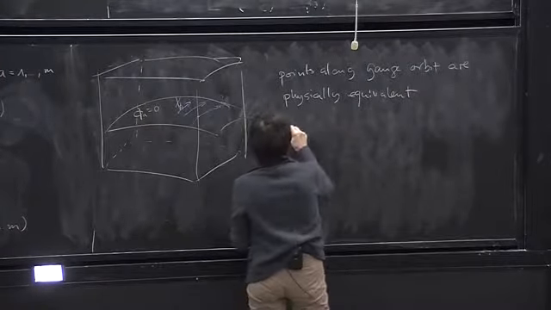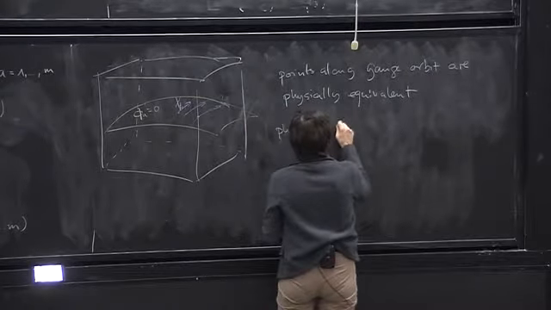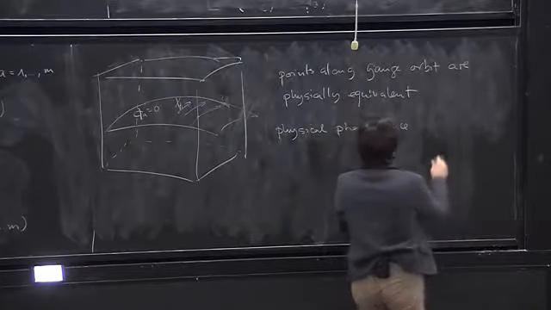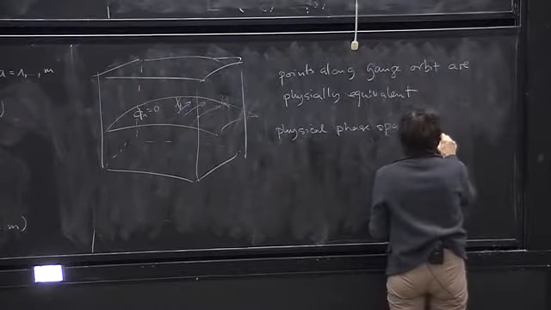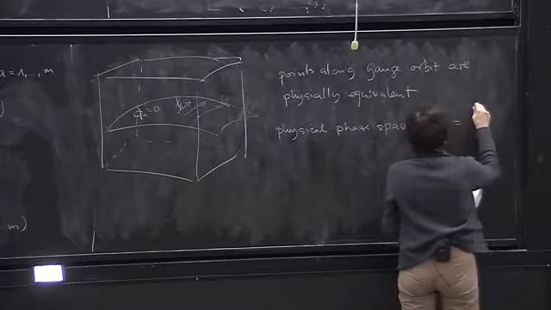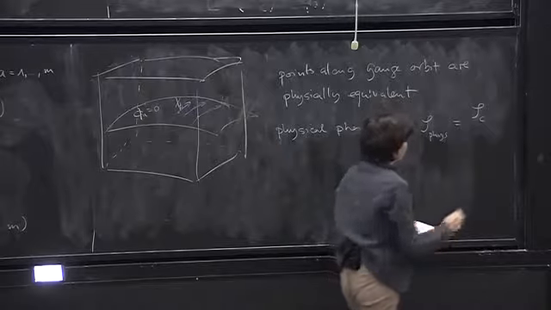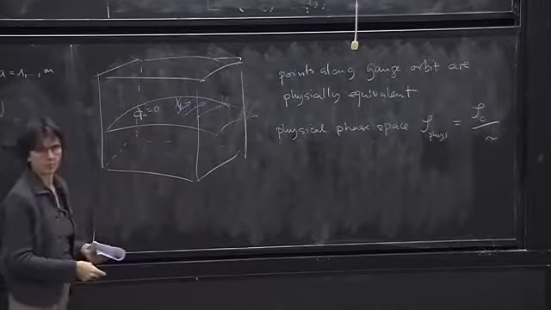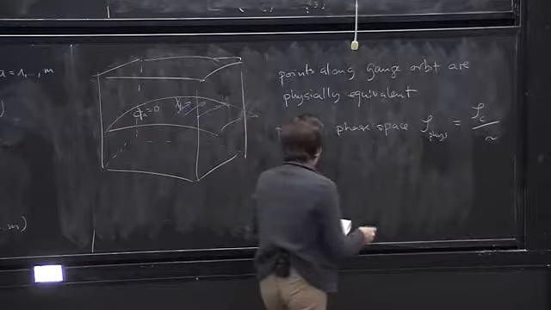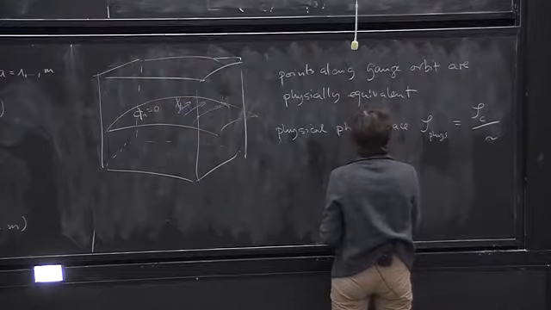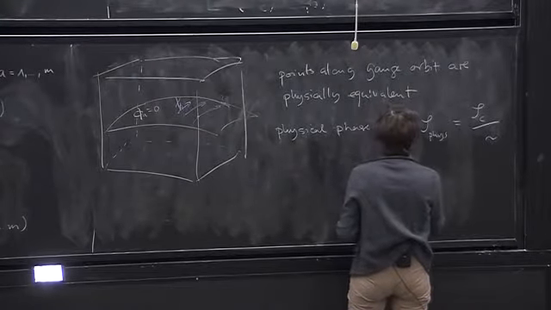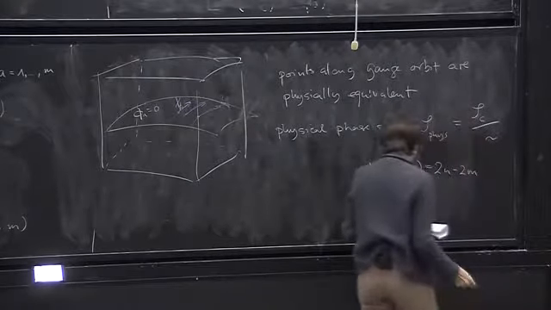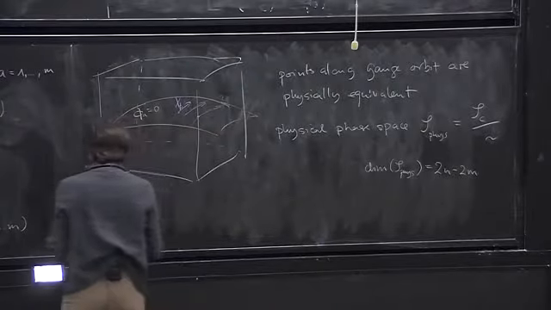And my physical phase space is given, I can write it like this, as physical is equal to points of the constrained surface with the equivalence relation of lying on the same gauge orbit. So this has dimension 2n minus 2m. So it's a space of gauge orbits.